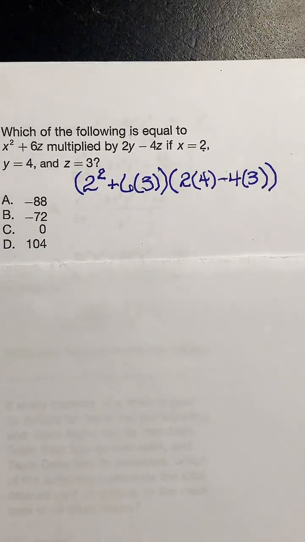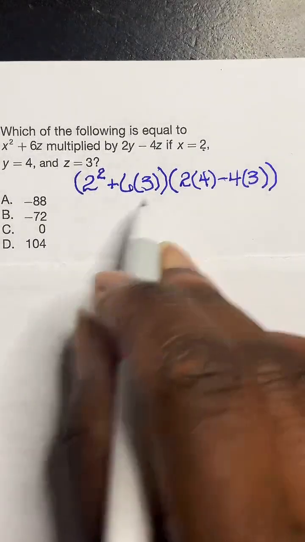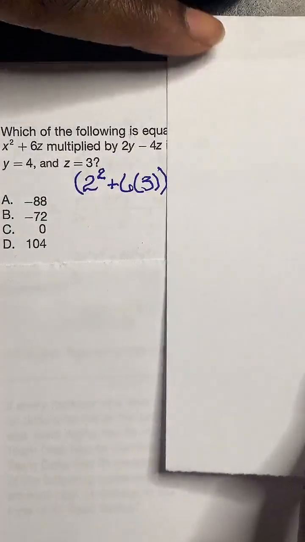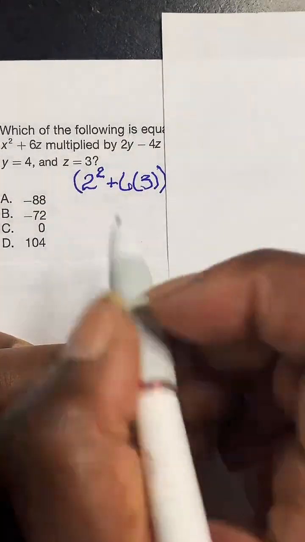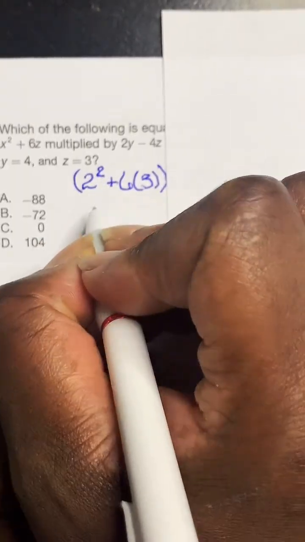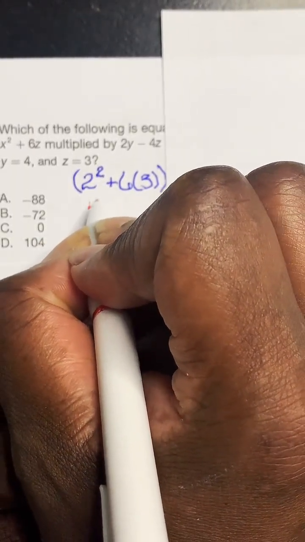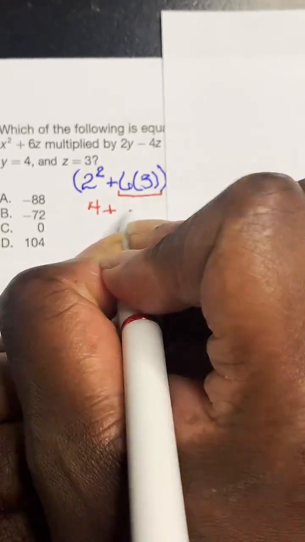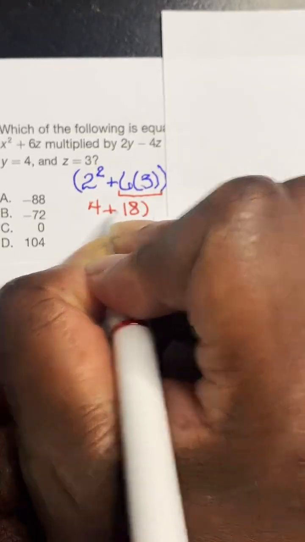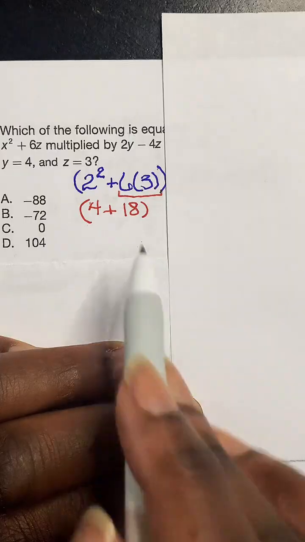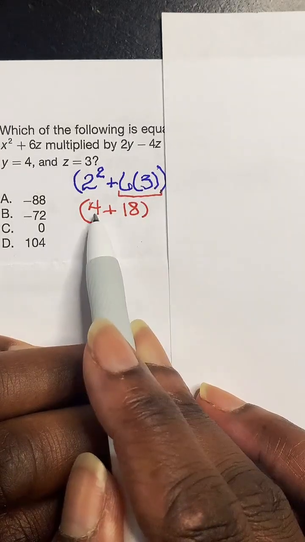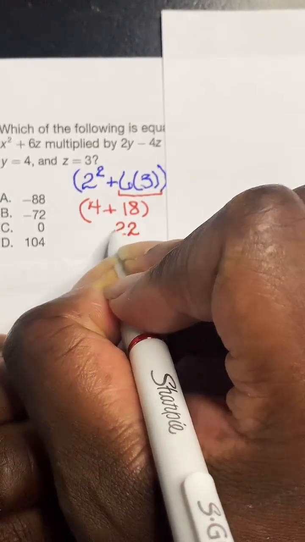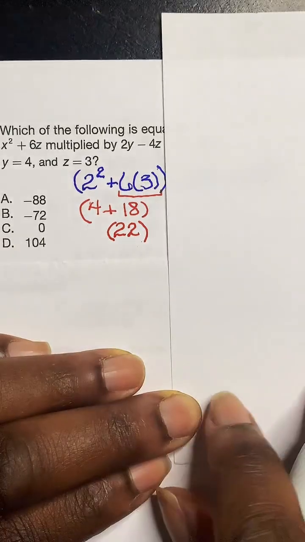So if we work out, let's work on what's happening inside each of the parentheses. So if I cover this up, we're going to focus on here. So we have 2 squared. 2 squared is the same as saying 2 times 2, which gives us 4. And then we have 6 times 3, that gives us our 18. So here we're going to have our 8 plus 4 gives me 12, carry the 1, so we got our 22. So that's happening over here.